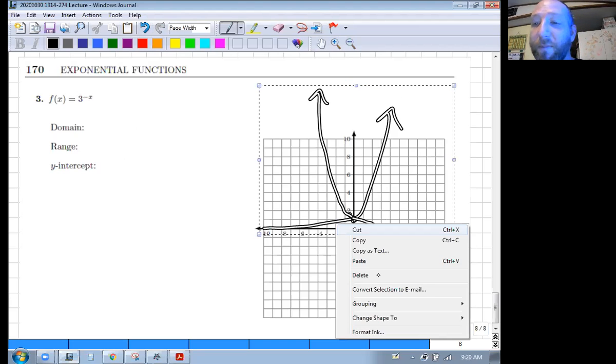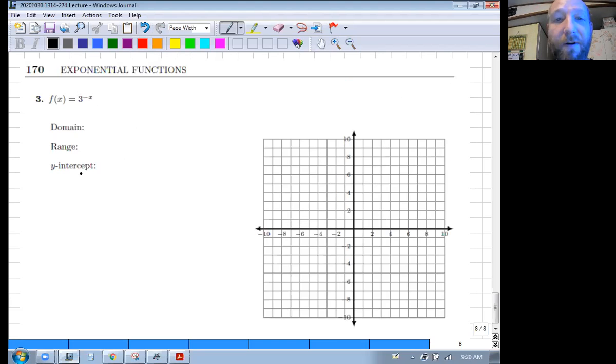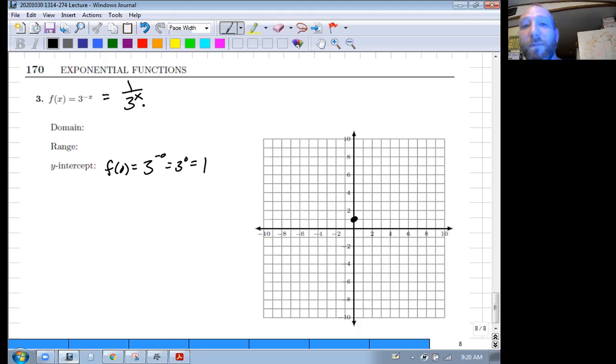We can look at it point by point, though. Let's look at our y-intercept. F of 0 is 3 to the negative 0. 3 to the 0, which is 1. So same thing. Remember that negative exponent means put it on the bottom of the fraction. All right. So let's look at some points here. If we look at 1, that's 1 over 3 to the first, or 1/3. So if we go over 1, we have to go down to 1/3.